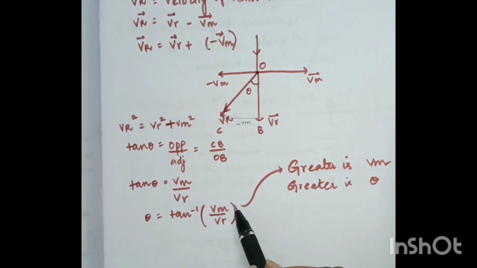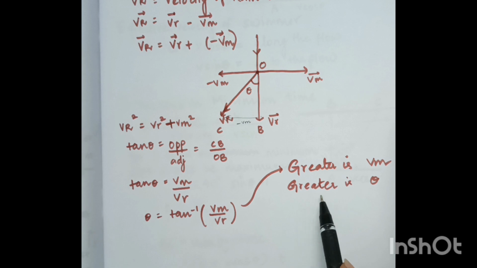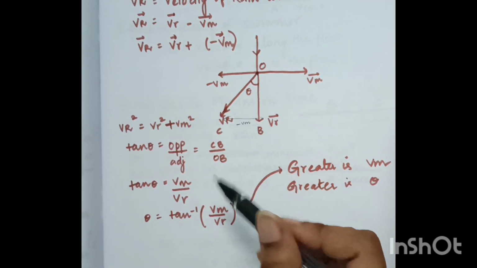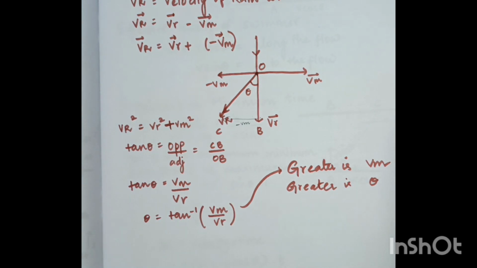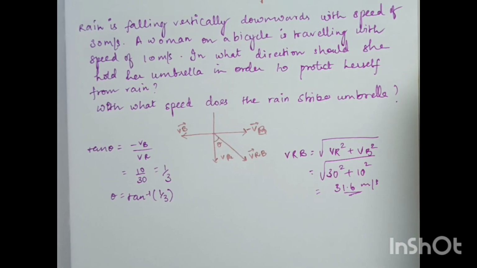From this we can very well say, if velocity of man is greater, then theta is greater. This theta is also the direction at which he should hold his umbrella in order to protect himself from the rain. Let us see this question.